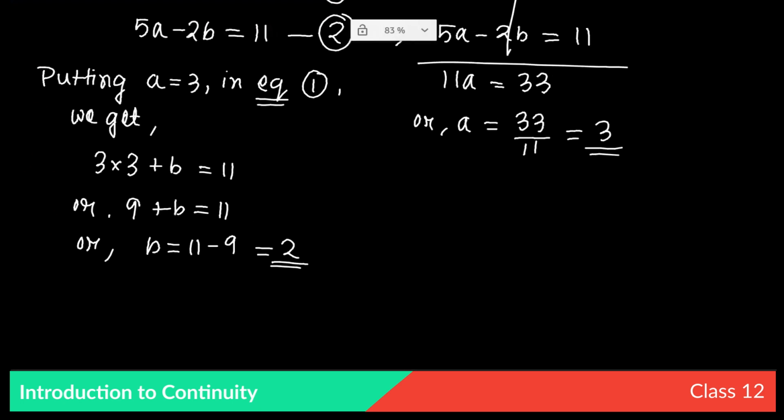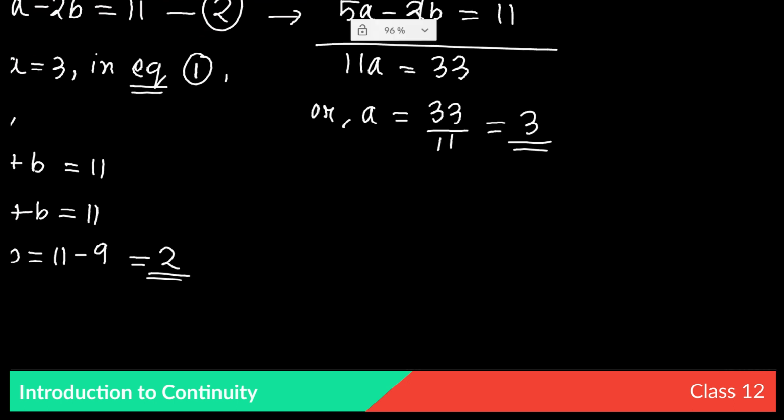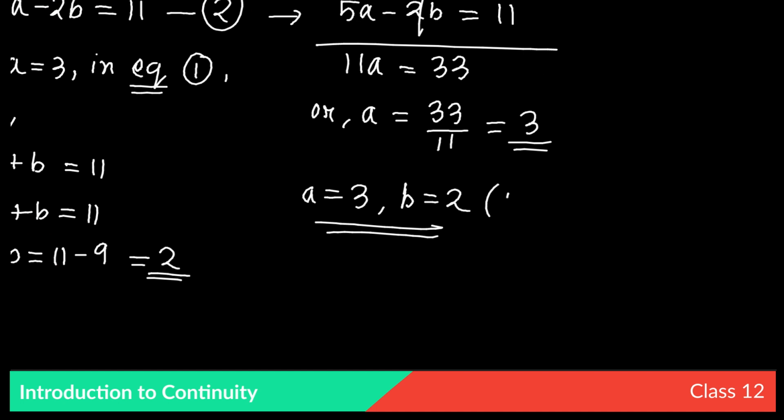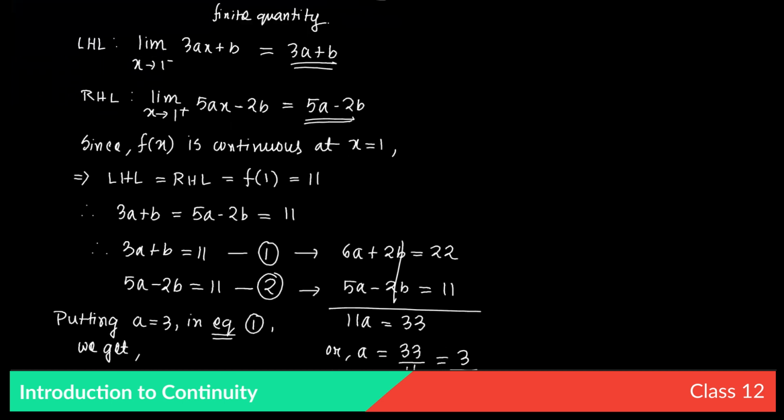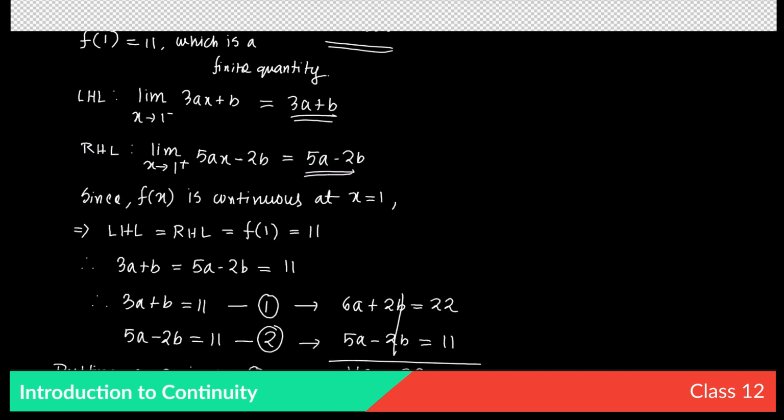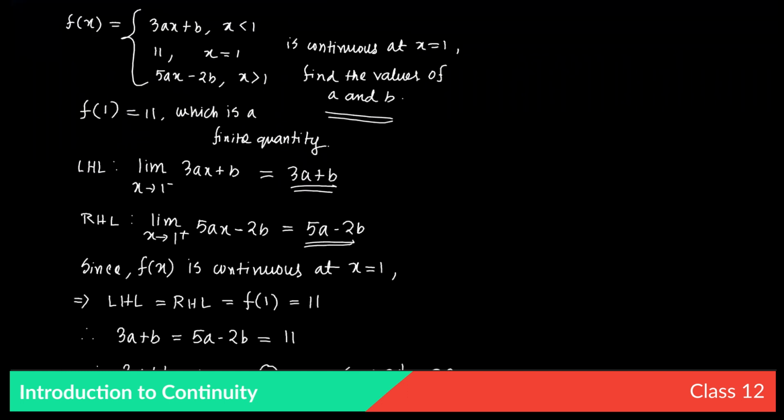Okay, so we have got the values of a and b. What are the values? a equal to 3 and b equal to 2. So the required answer for this question is a equal to 3 and b equal to 2. I think it is clear about the concept of continuity of a function at a particular point. We will do some more important problems from this chapter to understand the concept more clearly. I think I have been able to clear your concept about continuity.